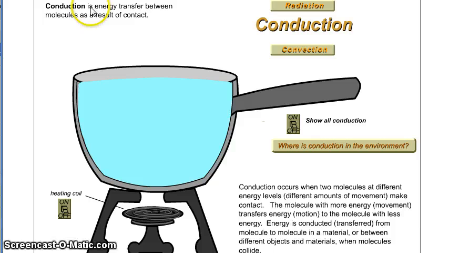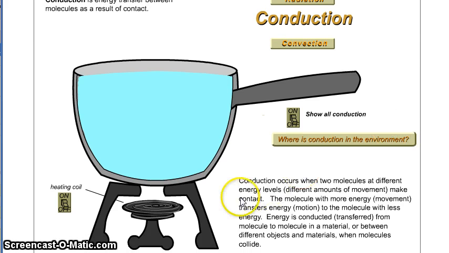With conduction, conduction is going to be energy transferred between molecules as a result of contact. Conduction is going to occur when two molecules at different energy levels or different amounts of movement make contact. The molecules with more energy or more movement transfer energy or motion to the molecules with less energy. Energy is conducted or transferred from molecule to molecule in a material or between different objects and materials when molecules collide.